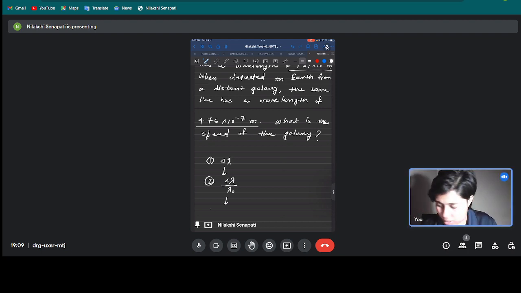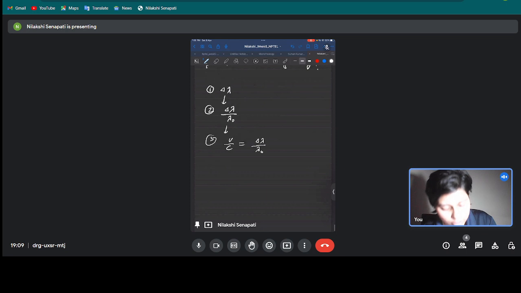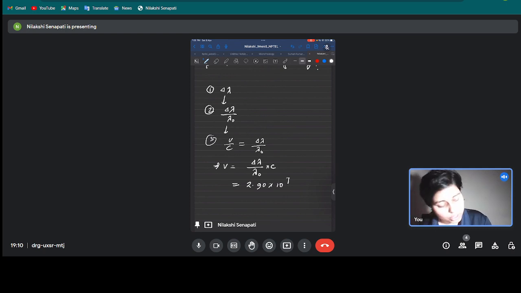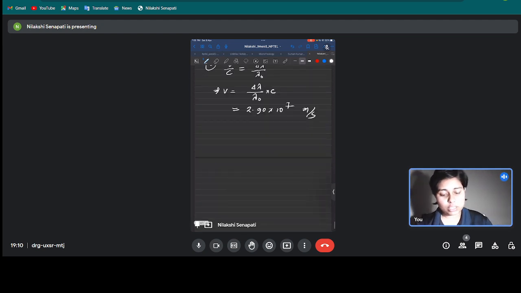Then we will equate it with the v by c. Then we will get v is equal to delta lambda by lambda 0 into c. If you calculate, it will come to about 2.90 × 10^7 meter per second. You can calculate it by yourself at home.